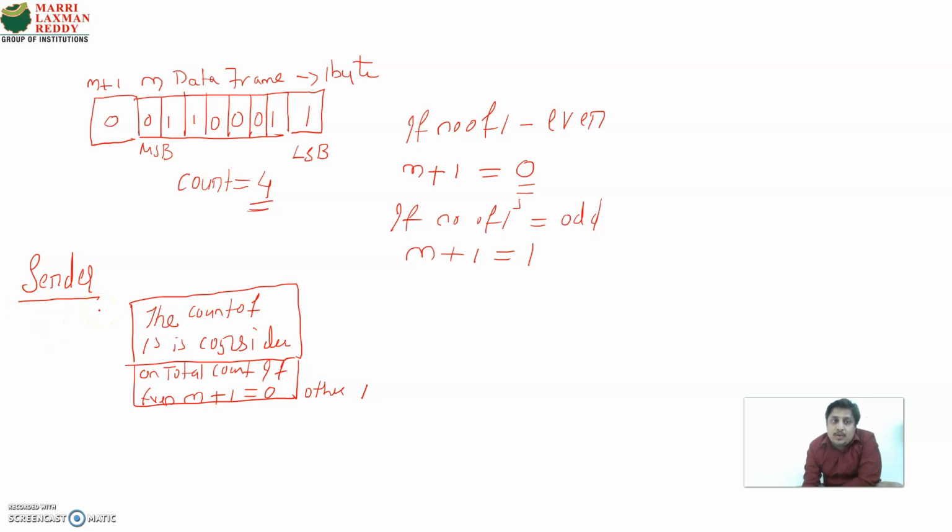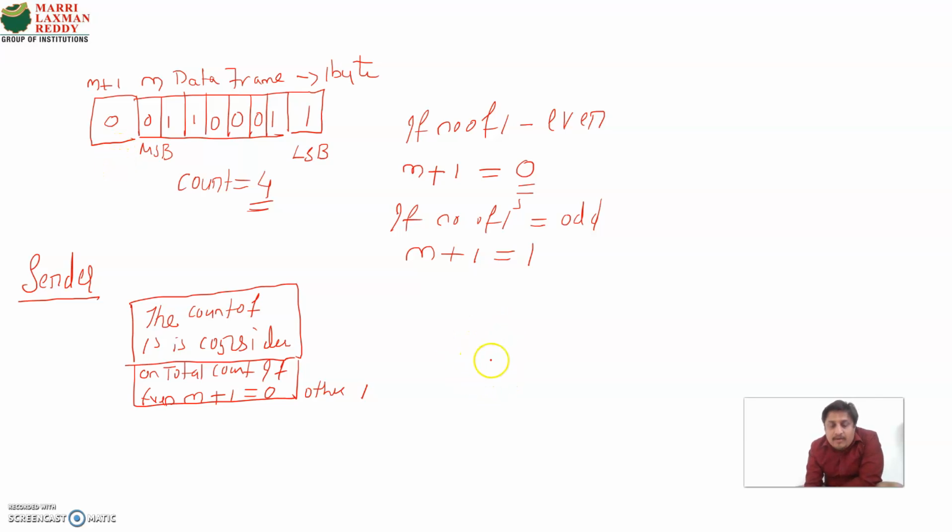So what the sender will do is, the sender will accept the data frame. It will count the number of ones. If the number of ones is even, it will add 0 at the M plus 1 position. If the number of ones is odd, it will add 1 at the M plus 1 position.